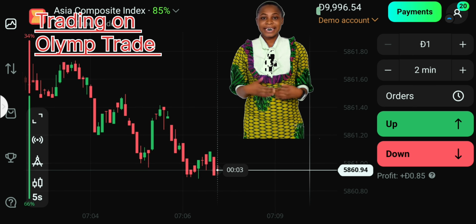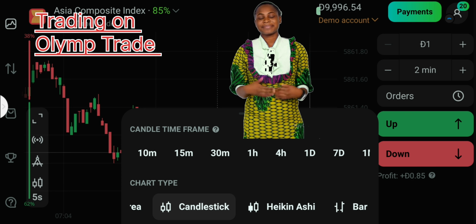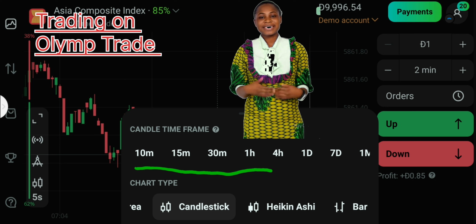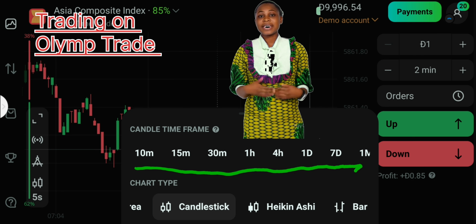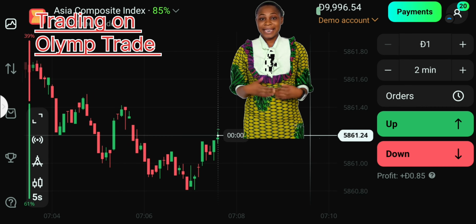Now come here, we're going to choose your time. Click on this 5 seconds. When you click on it, you're going to see 5 seconds, 10 seconds, 15 seconds, 20 seconds, 30 seconds, 1 minute, 2 minutes, 5 minutes. You see 10 minutes, 15 minutes, 30 minutes, 1 hour, 4 hours, daily, weekly, that is 7 days, and monthly. So this is very, very important. Now let's apply this to our chart.